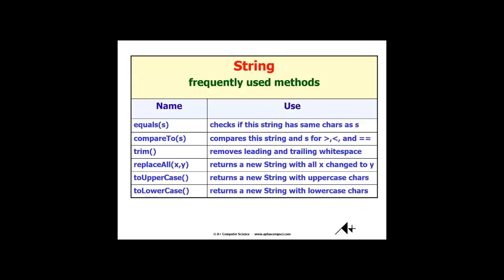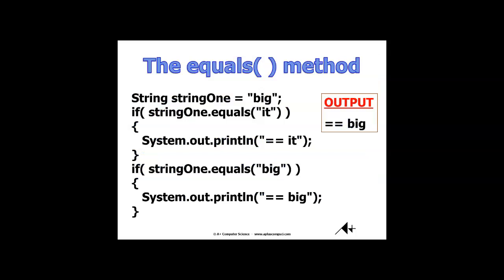So here are some string methods, and there are a lot of different ones you can look at here, but the ones that we're most concerned with are equals and compareTo. And so that's what we're going to look at in the next few examples. The trim, replaceAll, uppercase, lowercase, those are useful things, we're just not ready to discuss that yet. Okay, so the equals method.